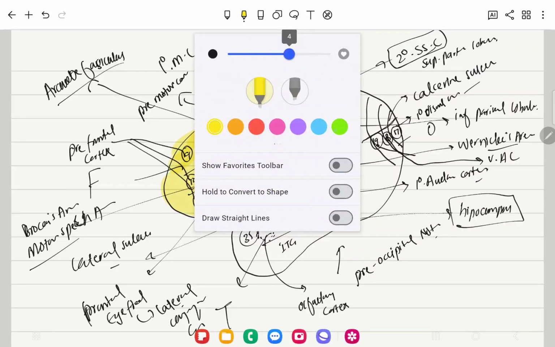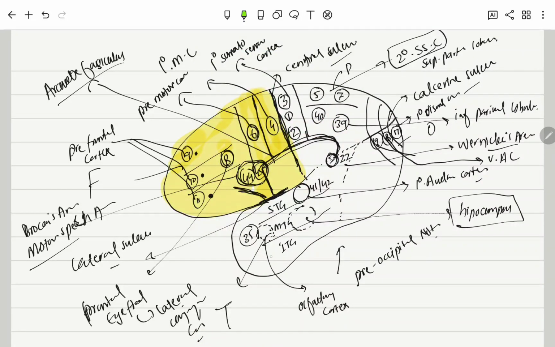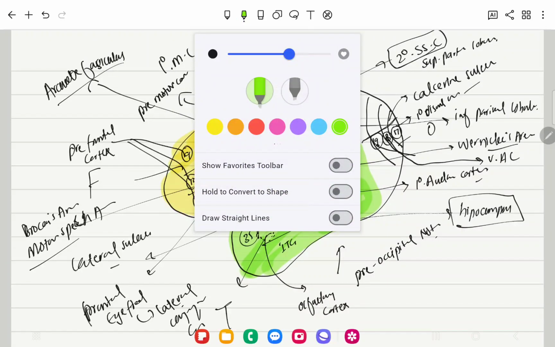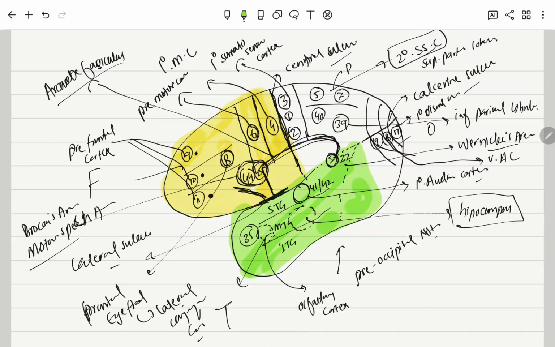What I have highlighted in green, this area is all temporal lobe. So the temporal lobe will include the superior temporal gyrus, the middle and inferior temporal gyrus, Brodmann areas 41 and 42, that is the primary auditory cortex, and the hippocampal area, right?